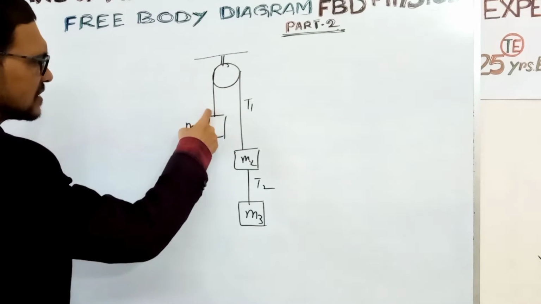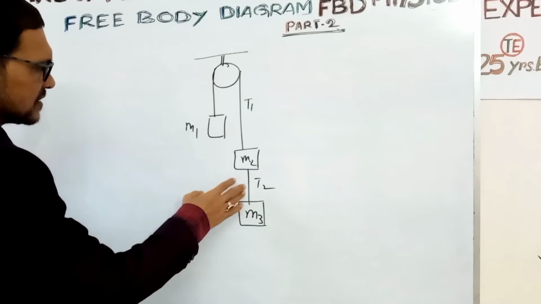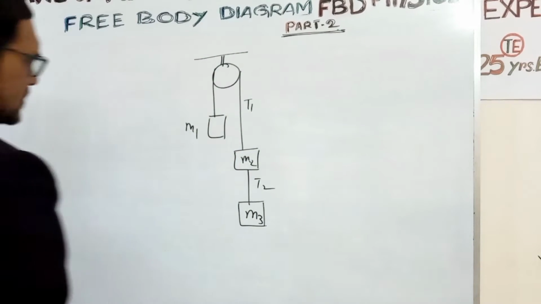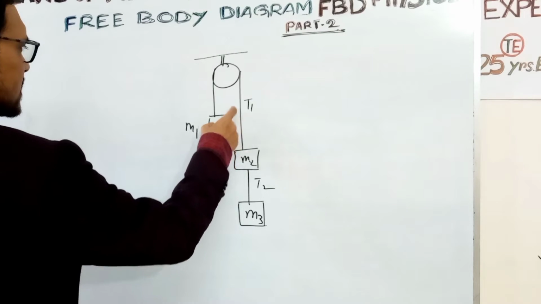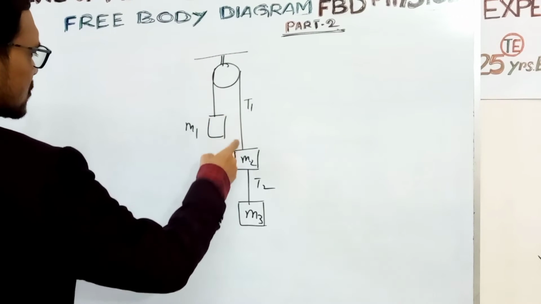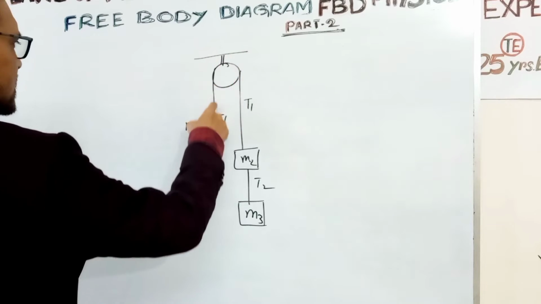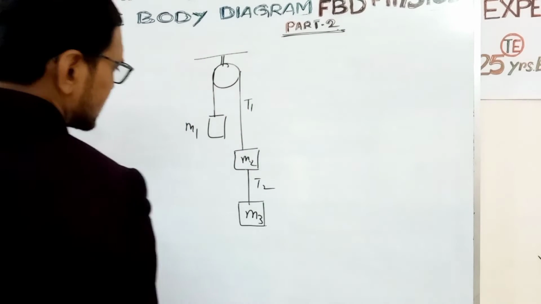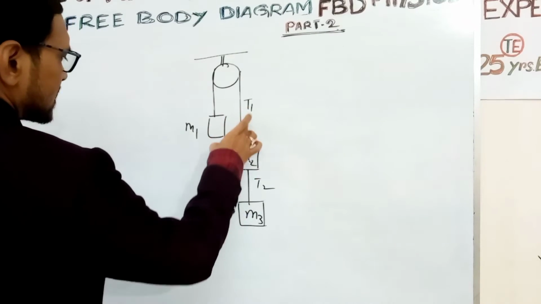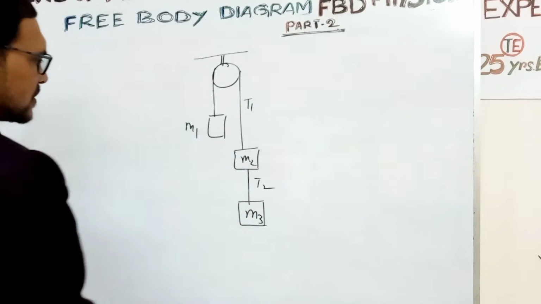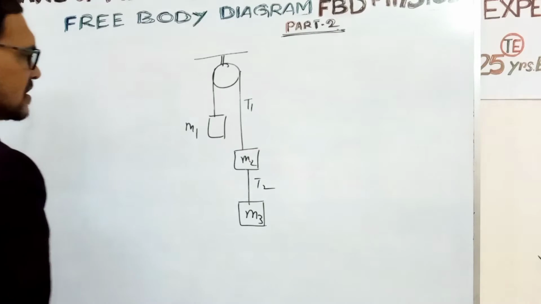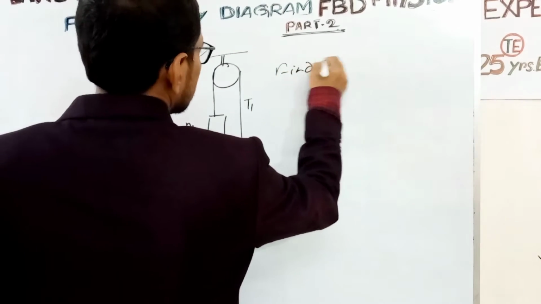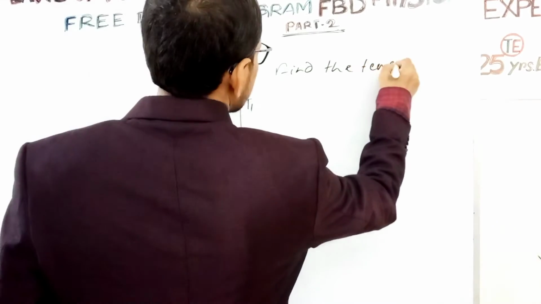This thing is different and this thing is different, so the tension of each string will be different, but the string is light, so the tension at each point of that string is the same. Now this string is light, so tension at each point is the same, but tensions T1 and T2 will be different, okay, because these are two different strings. Now the question is to find the tension of the strings.